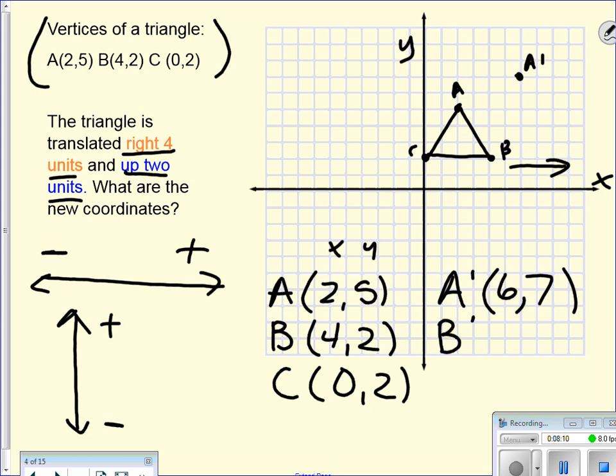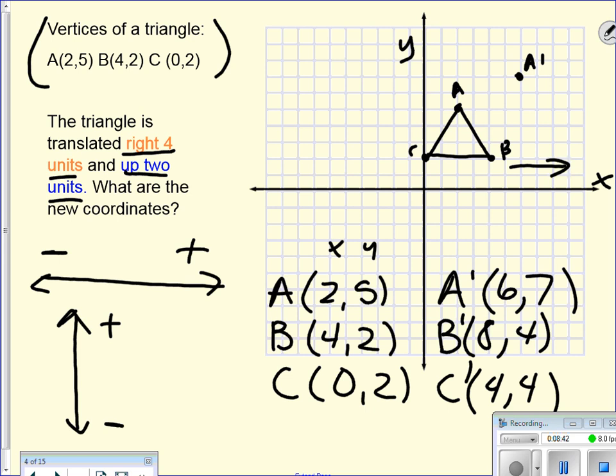Let's do B. I'm going to keep my method consistent throughout the whole thing. So we said for x's we had to add 4, right? So my new B would be 8, and for y's we had to go up 2, so 4. And then C would be 4, 4. Those are my new coordinates. If I moved it, yep, that's it. So the biggest thing today is you have to figure out if you're adding or subtracting.